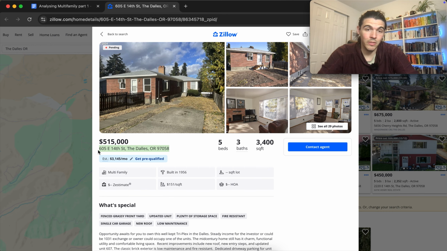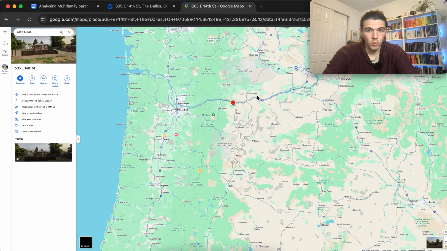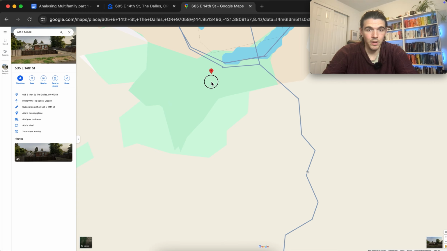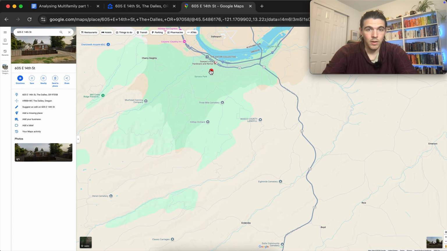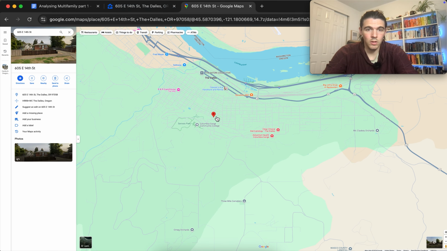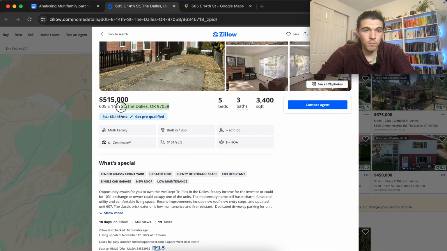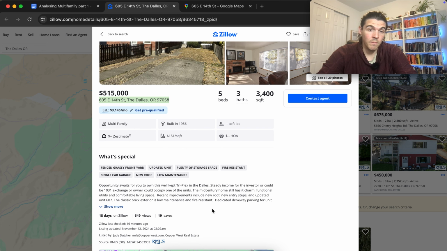We have this property in the Dalles, Oregon. The Dalles is right here, and this is overlooking the Columbia River. What we're looking for is a couple things. We don't care about comps. Using comps is the weakest form of real estate analysis. We're looking for a cash flow analysis. We're looking to see, can the property sustain the price that we want? The rental income coming in is what determines the price.